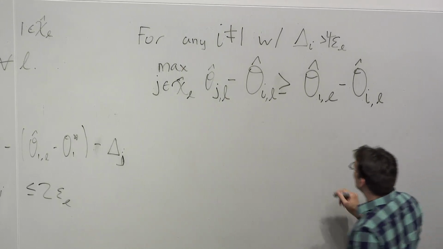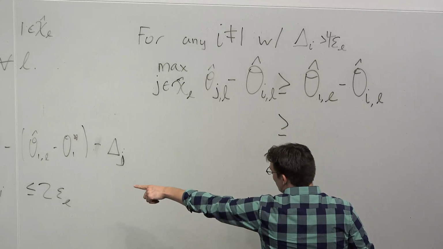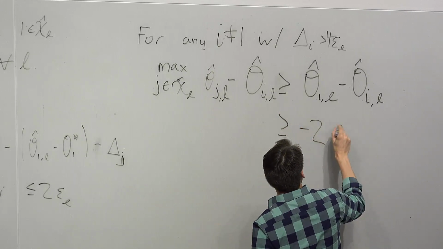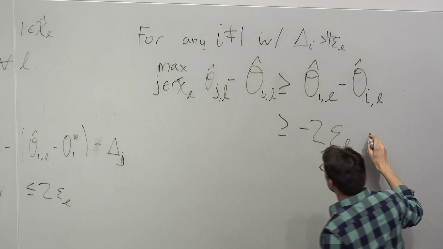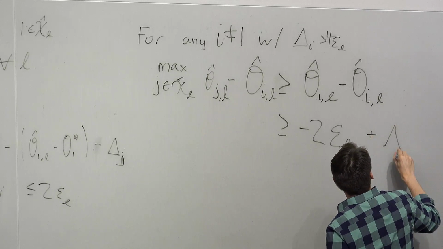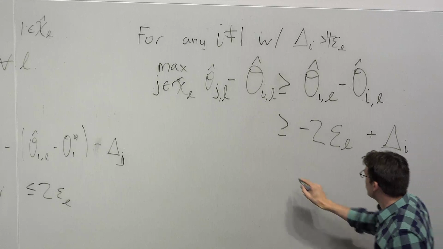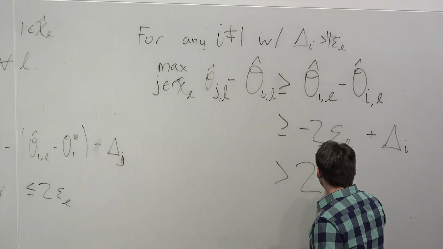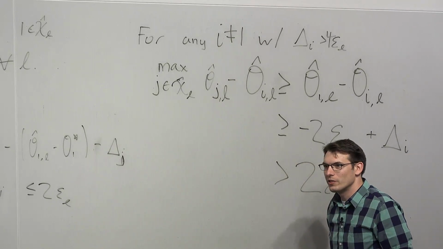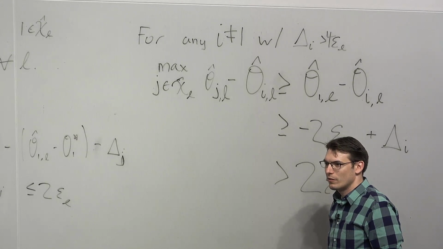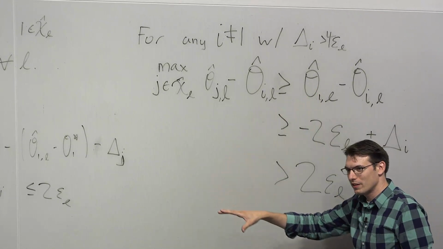Is that clear? And now I can do the same trick over here. This is greater than or equal to 2 epsilon L plus delta I, and delta I is greater than 4 epsilon L. And so this whole thing is greater than 2 epsilon L. And so this arm will be thrown out. Any I that satisfies this will be thrown out.